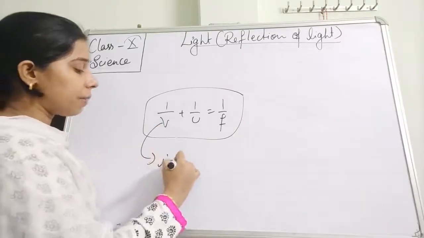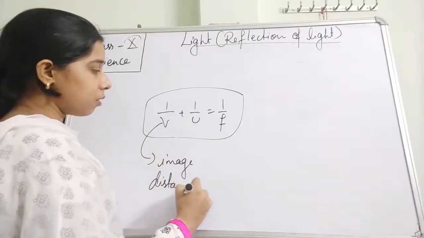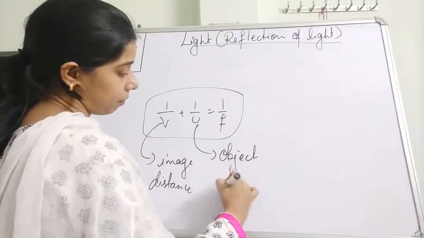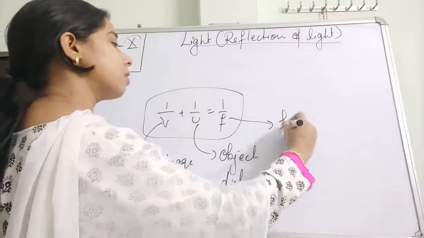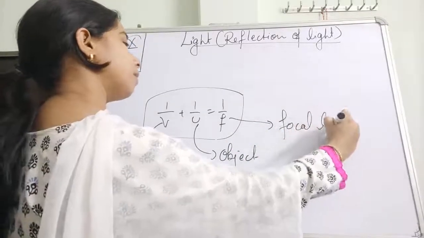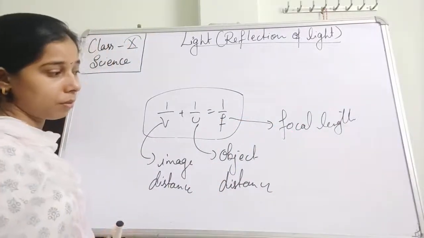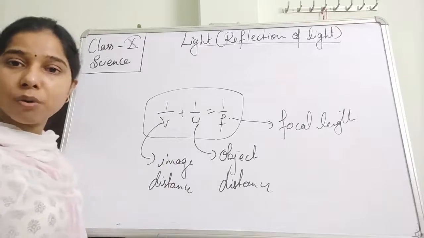Image distance is represented by v, object distance is represented by u, and small f is represented by focal length. The distance from the focus to the pole is represented by focal length.